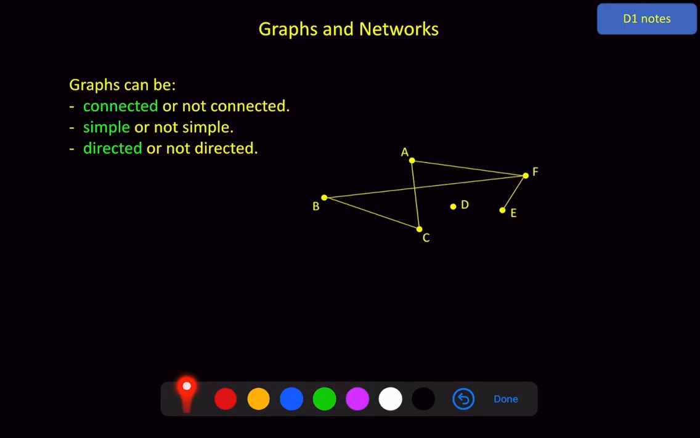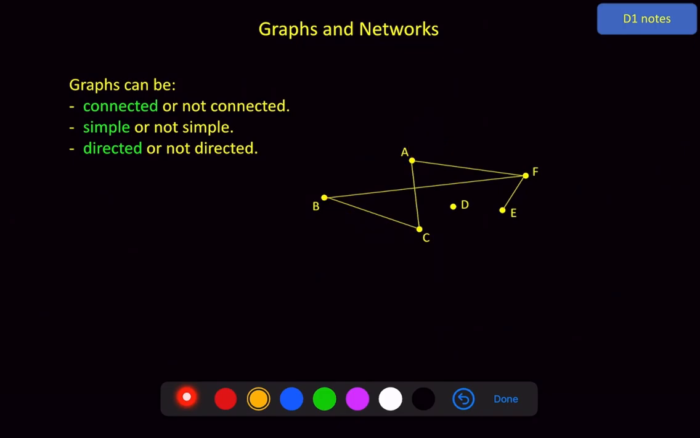A graph can be simple or not simple. What I've got on the screen here is simple. Simple means that there are no loops. That's another key term. That means that an edge starts and finishes at the same vertex. It also means that there are no double edges. Here I've got two edges connecting B and C. Either one of these things would make a graph not simple.